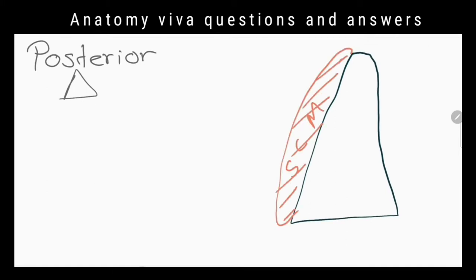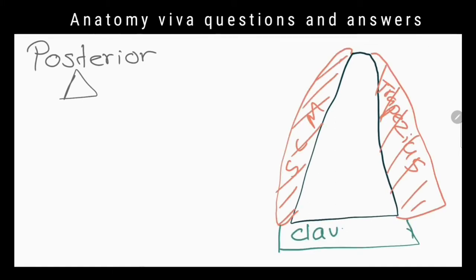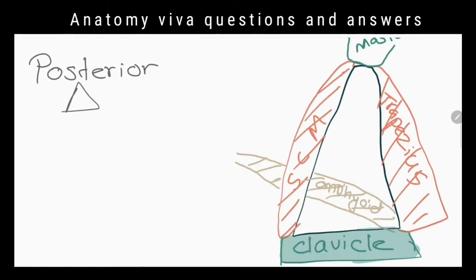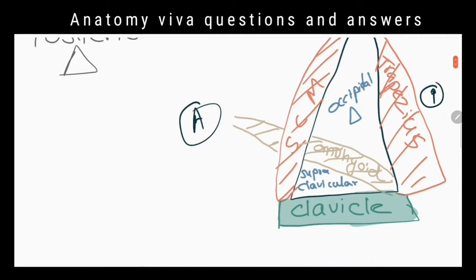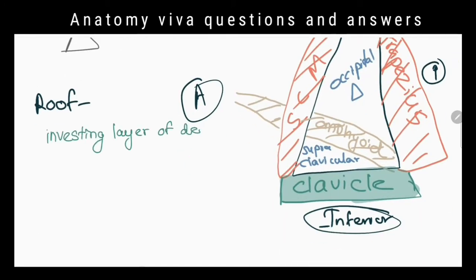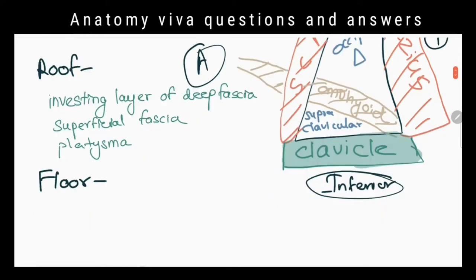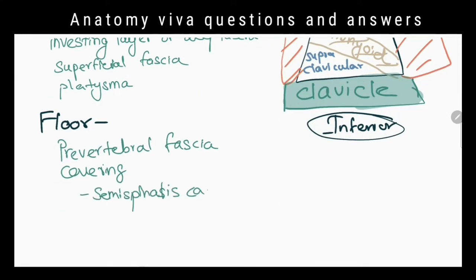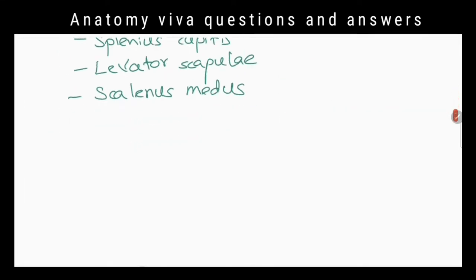What are the boundaries of the posterior triangle of the neck? Anteriorly, the posterior border of the sternocleidomastoid muscle. Posteriorly, the anterior border of the trapezius muscle. Inferiorly, the middle third of the clavicle.